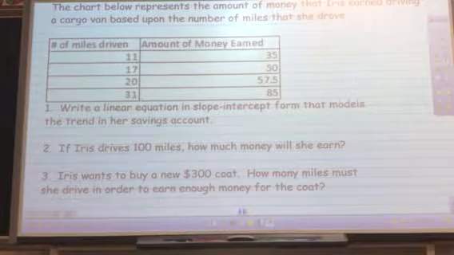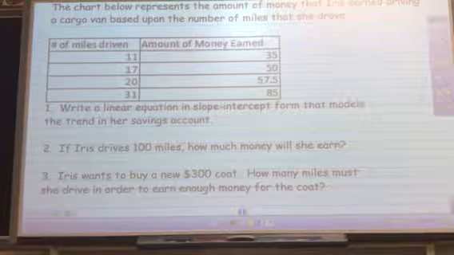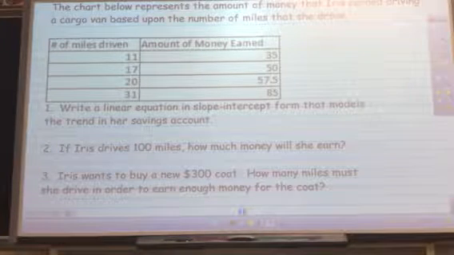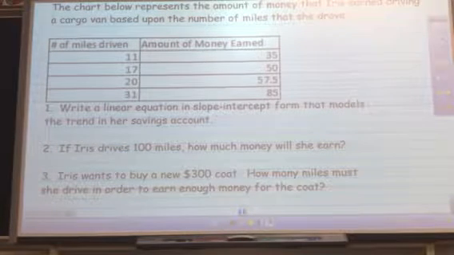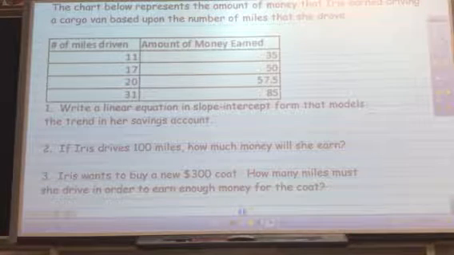I left an example of the one from yesterday on the back chalkboard. You can kind of use that to help you a little bit. But if the sub would please pause the video and give the students 8 minutes to complete this problem.